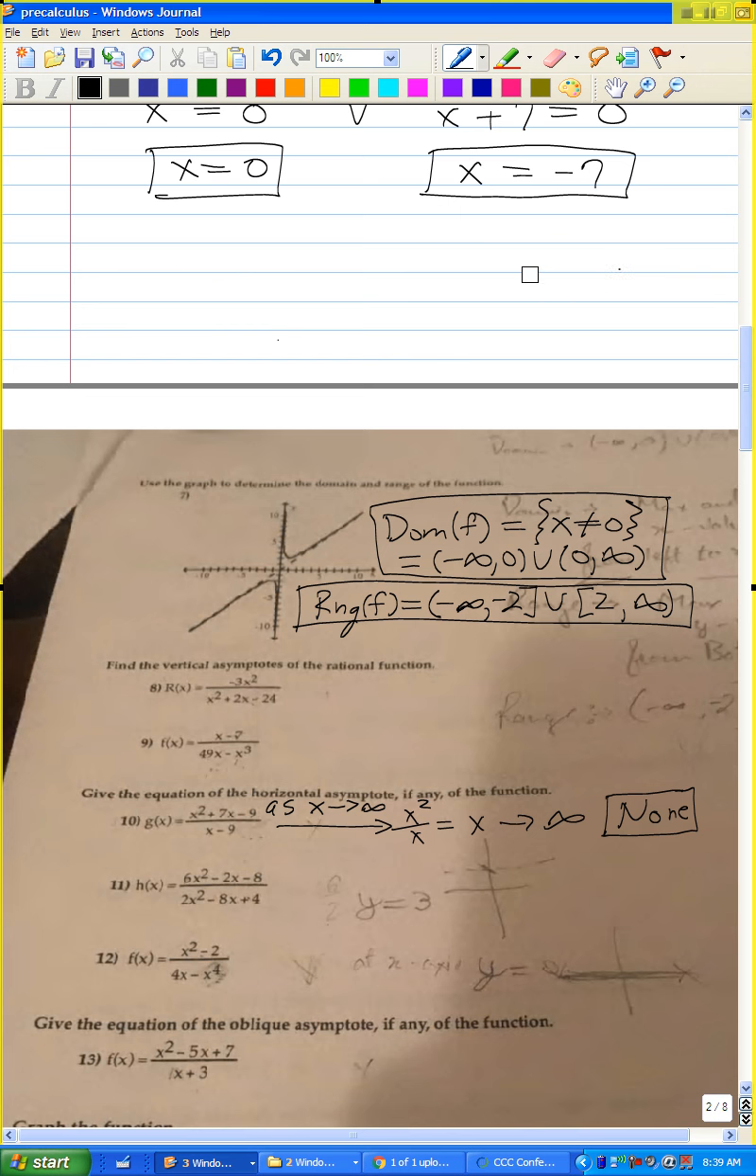Okay, so now let's look at problem number 11. Notice as x goes to infinity, for x large, I have a 6x squared minus 2x minus 8, that's very close to 6x squared, over 2x squared minus 8x plus 4, that's very close to 2x squared. The x squared cancels, giving 3. Therefore, the horizontal asymptote is just y equals 3. So if for large values of x, your y value approaches a number, that number is the horizontal asymptote.